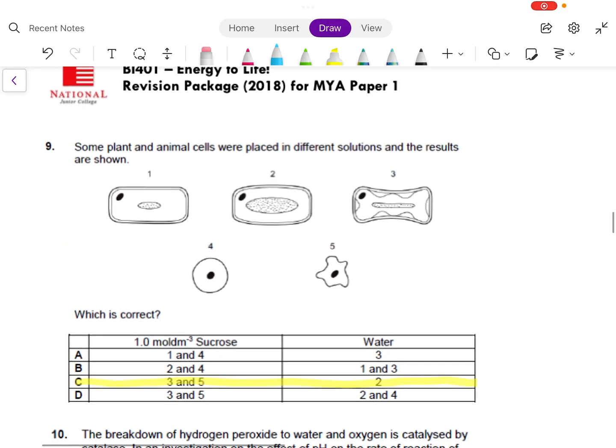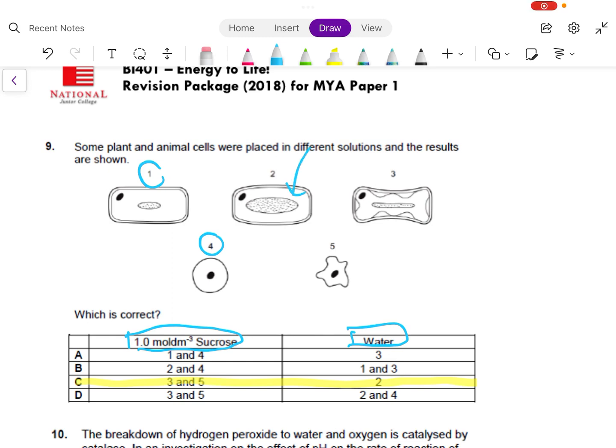Let's go to 9. 9 shows you 5 different cells. 1 to 3 are plant cells, 4 and 5 are animal cells. Then they give you 2 different solutions, and they ask which one is likely to be placed in these 2 solutions. If you look at 1 and 4, actually they are normal. Nothing quite happened to them. It is 2, 3 and 5 that have changes.